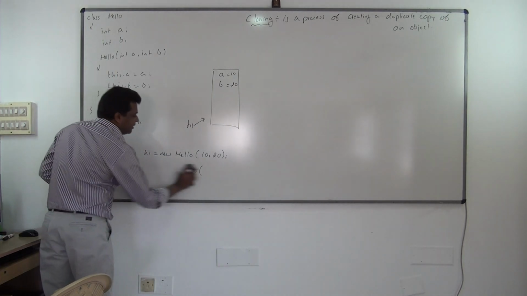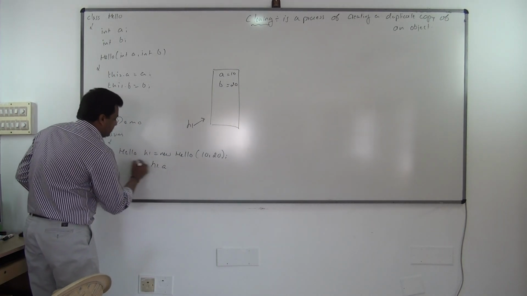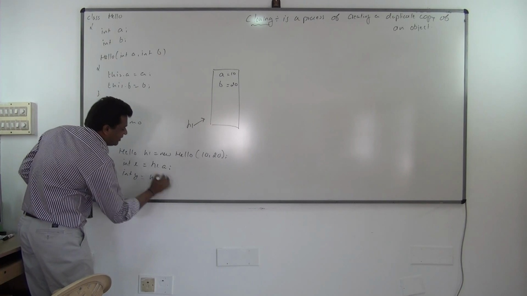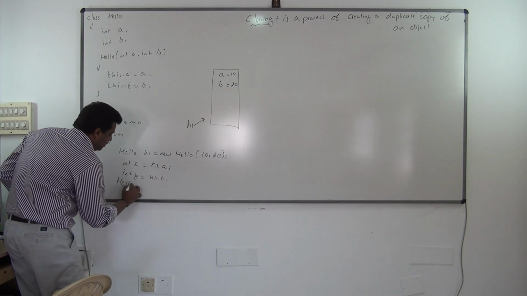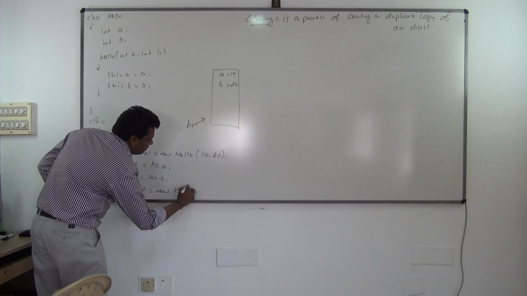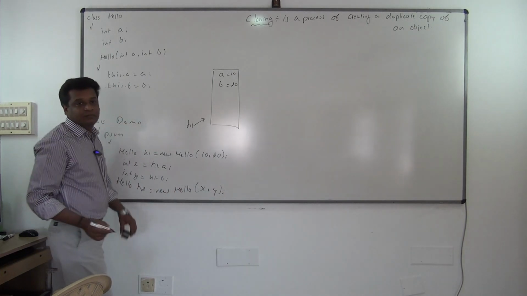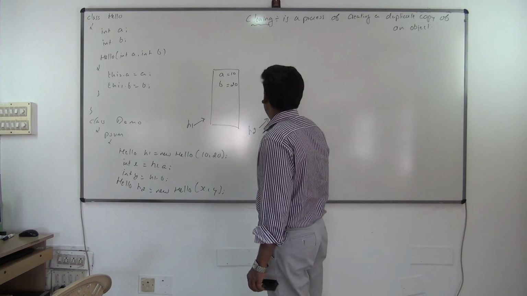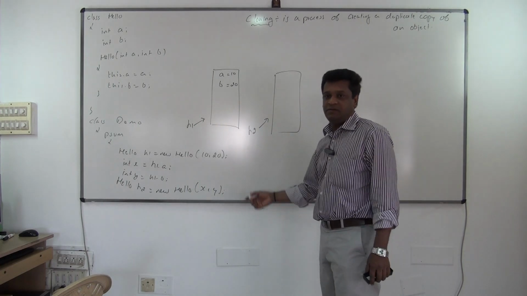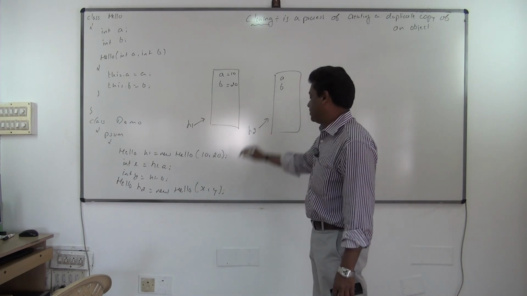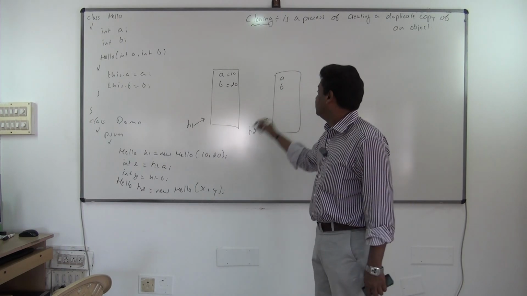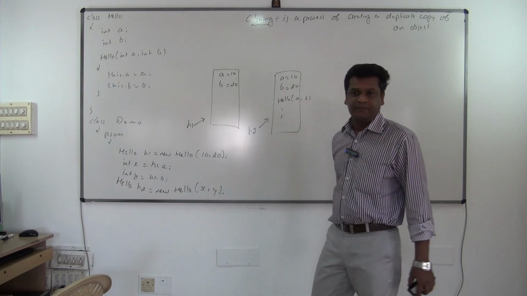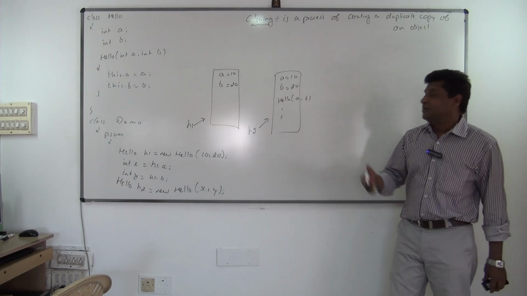See this. First I'll get the values: int x is equal to h1.a, int y is equal to h1.b. Then I'll say Hello h2 is equal to new Hello of x comma y. Simple. Understood? So the h2 object will get created with the values x and y. The constructor gets executed for h2, so yes, the same object gets created. It's not an issue.